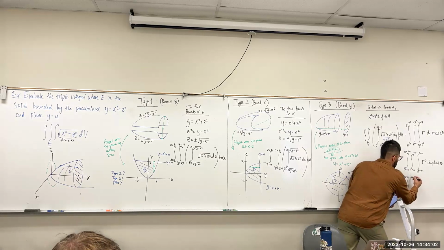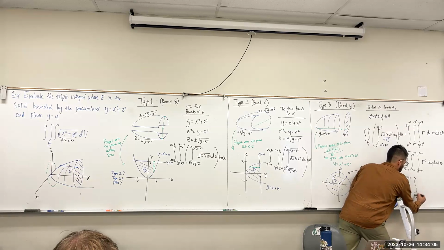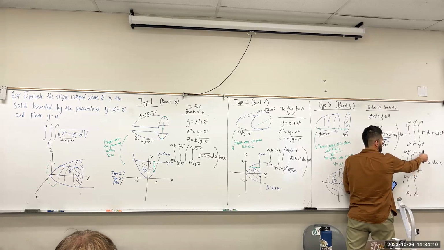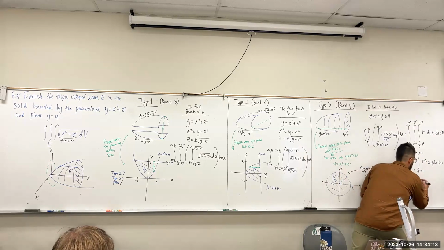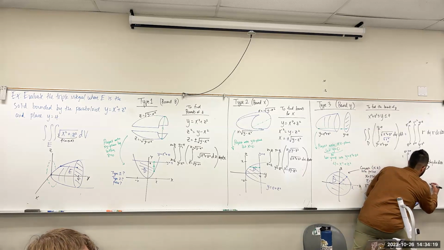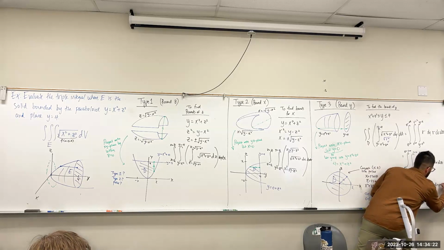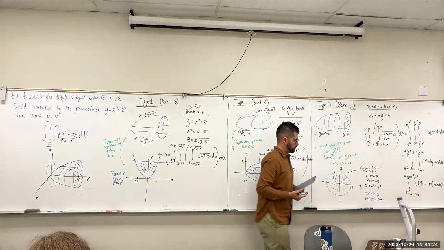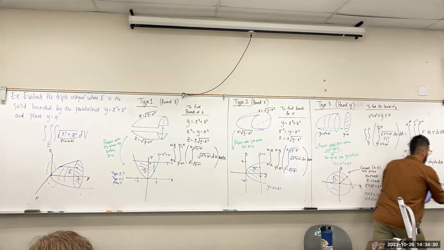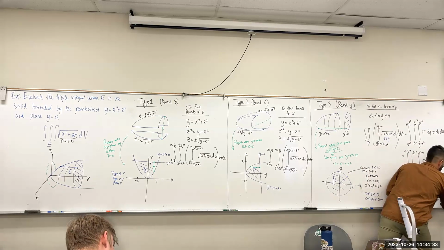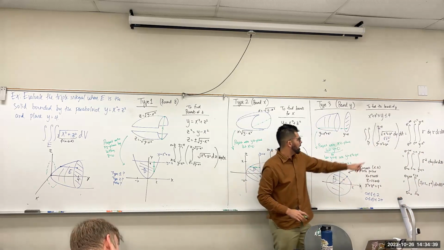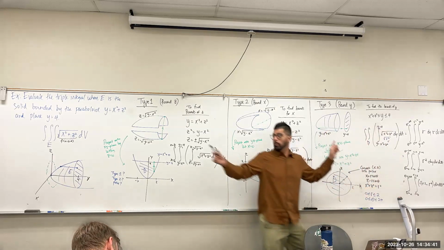0 to 2 pi, r goes from 0 to 2. This you're going to integrate r squared y, plug in the bounds. Yeah, you get 4r squared minus r to the 4th dr d theta. Finish this up, and you end up with 64/15 as your answer. But notice that the integration is way easier than both of these.